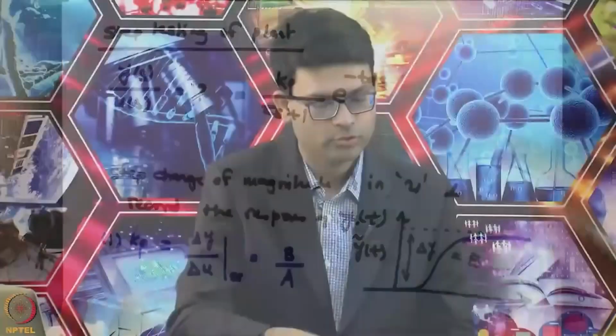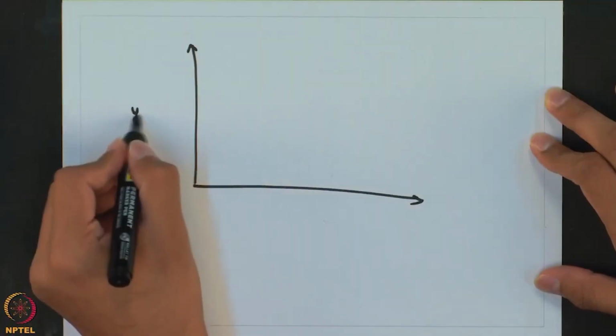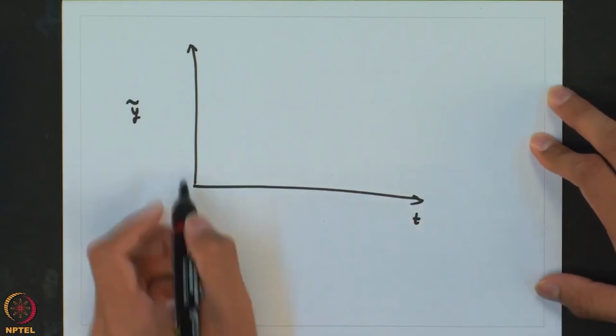Let us now look at how do we get tau and Td. So let me redraw the same figure again.